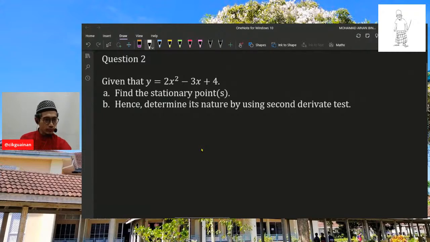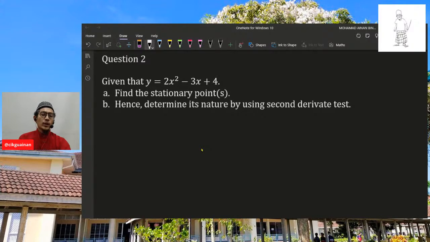Okay, now let's go to number 2. What does question number 2 say? Given that y equals x squared minus 3x plus 4. The first part: find the stationary points. The question is always put like this, because we don't know whether there is 1 point or more than 1. Hence, determine its nature by using the second derivative test.